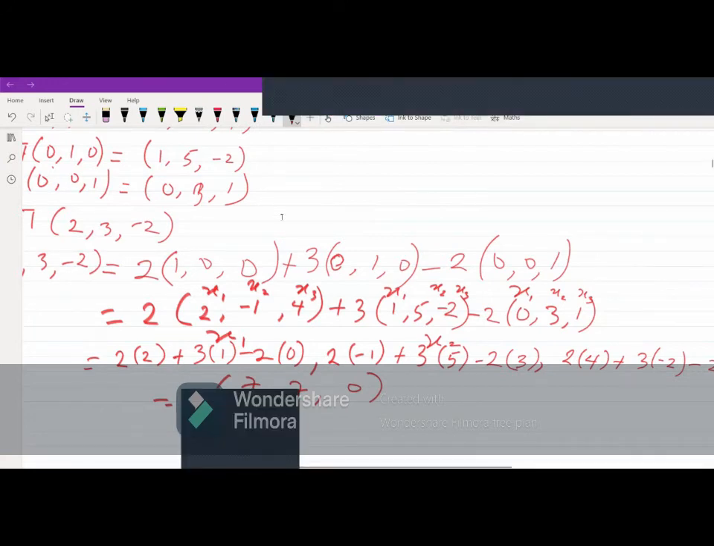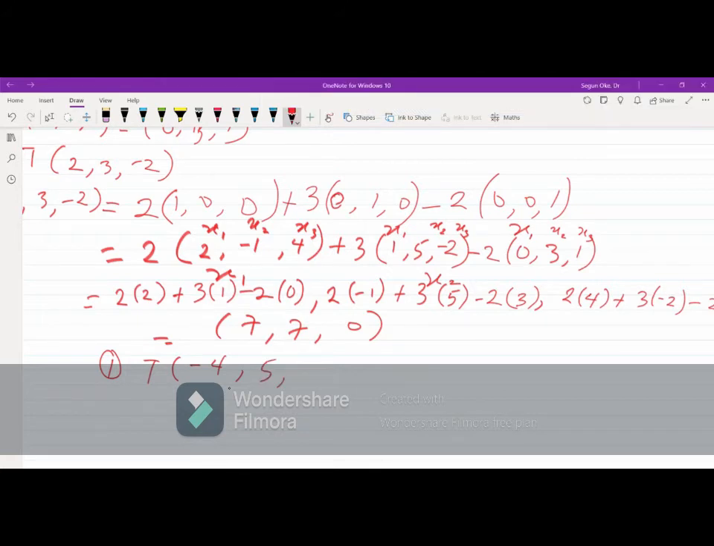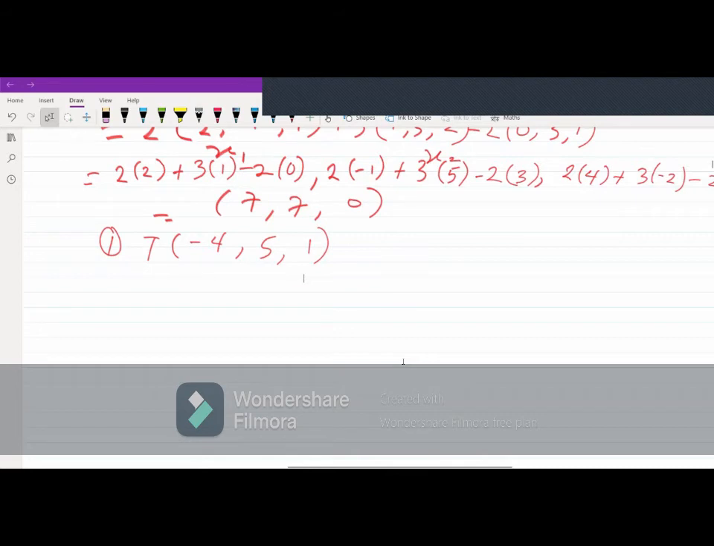So if I ask you now, I can ask you to find, from figure 1, T into minus 4, 5, 1. I ask you to find it using the same method. You will see you have a different answer. By the way, our time is fast spent, but let me quickly show us.